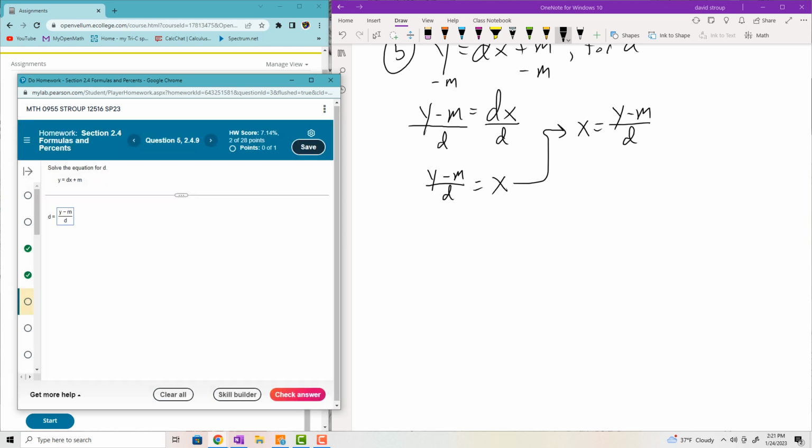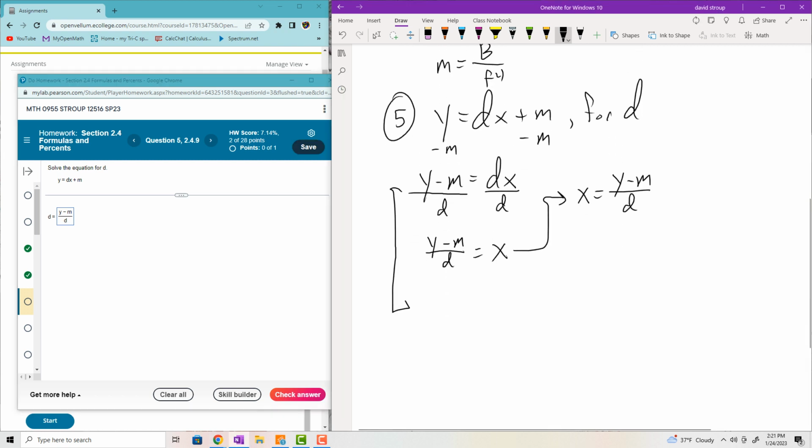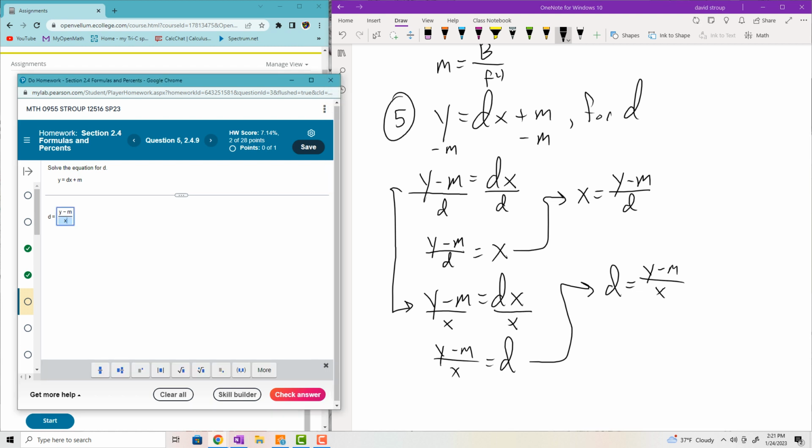Oh, I solved for x. Sorry about that. I solved for x. So it's actually y minus m equals d times x. So I'm going to divide both sides by x. Sorry about that. So you get y minus m all over x equals d. And then, of course, d equals y minus m all over x. There should be an x down there. Surprised I didn't see that.